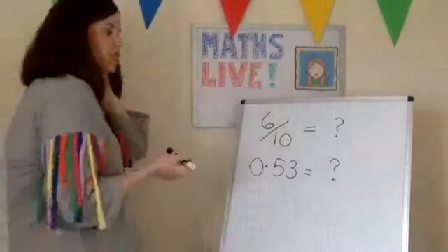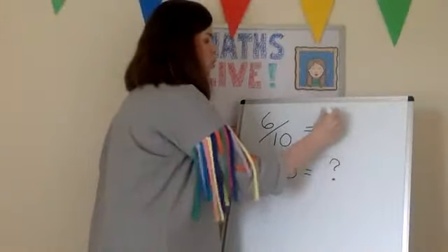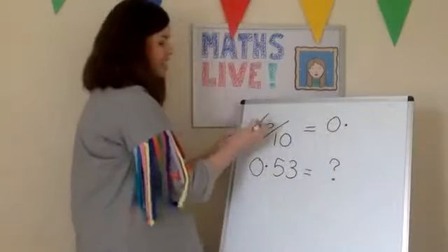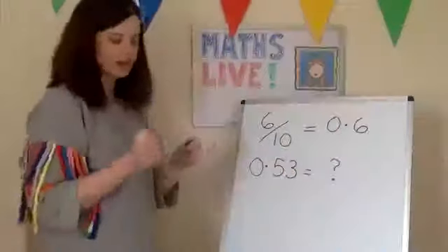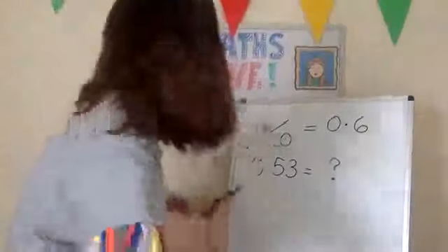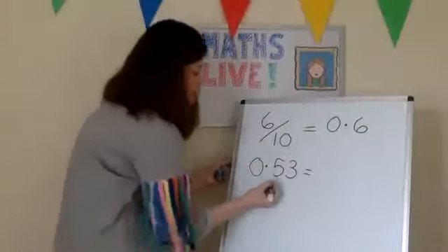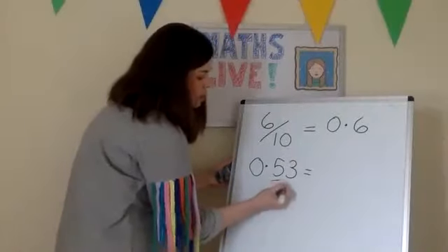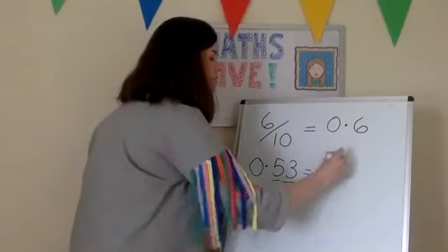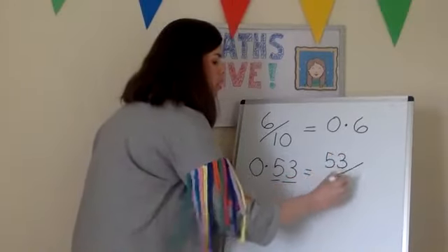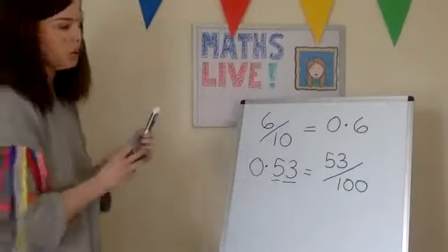So, 6 over 10, we want it as a decimal. So it's going to be 0 point, and it's 6 over 10. So it's just 0.6. Well done if you got that. The next one, we want as a fraction. Now, it goes into the tenths on our decimal, but also goes into the hundredths, which means it has to be over 100. There you go, so 53 over 100.